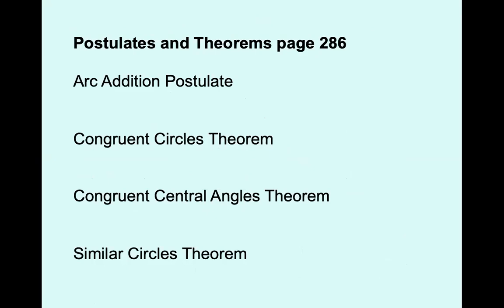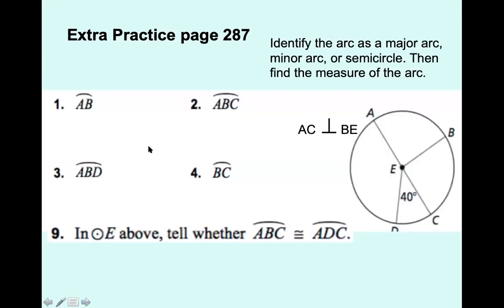Congruent circles theorem says two circles are congruent if and only if they have the same radius. Congruent central angles theorem says in the same circle or in congruent circles, two minor arcs are congruent if and only if their corresponding central angles are congruent. Similar circles just says all circles are similar, and that makes sense, right? They all look the same. We know what a circle looks like. All right, so let's look at some extra practice on page 287.